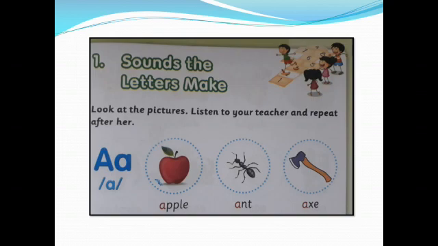A. Now, dear parents, from the phonic reader on page number 5, there is letter A and appropriate pictures. Please make your child to read the following. A. What does A sound? A. Apple. A. Ant. A. Axe. Okay, children, please read this.